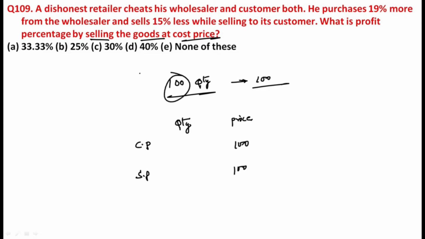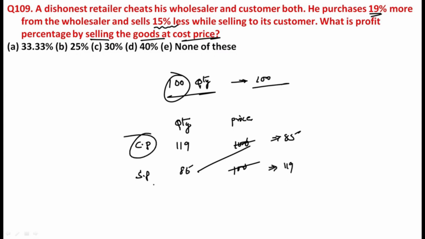But initially they need to purchase 100 quantity, but he makes it cheating. So he gets 19 quantities extra, which means he gets 119. But while he's selling, he uses only 15 percent less, which means he sells only 85 quantities. Why? The prices are similar, so now you can cancel. You get 85 here and 119 here.